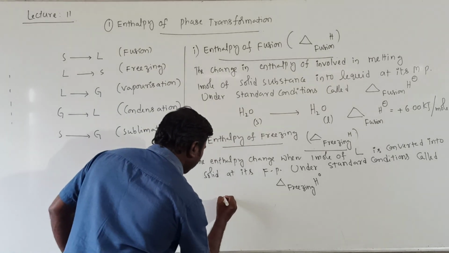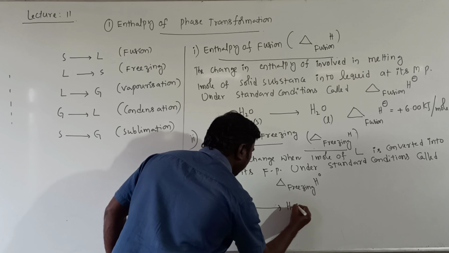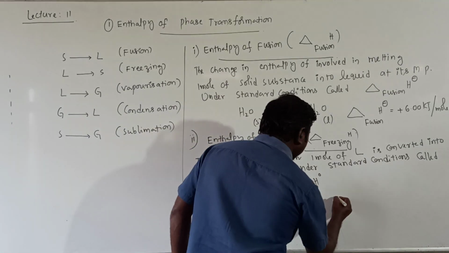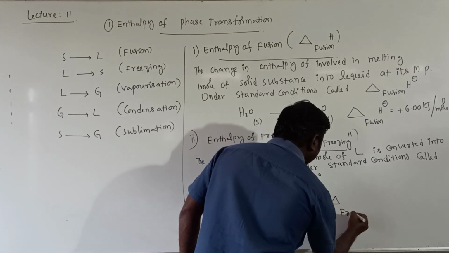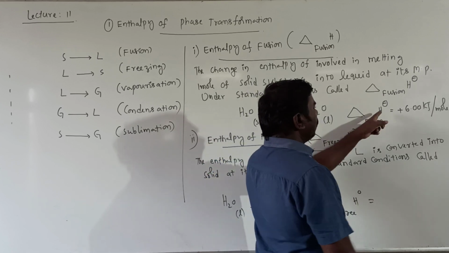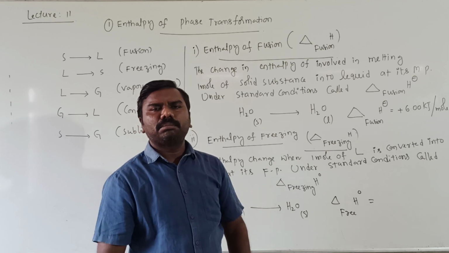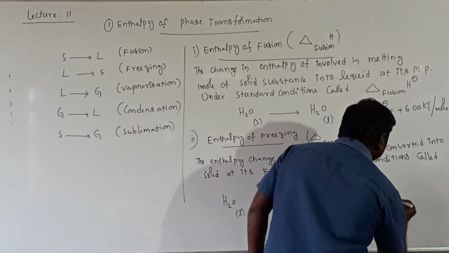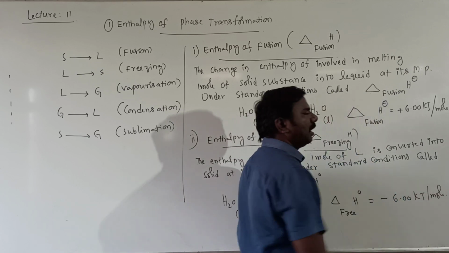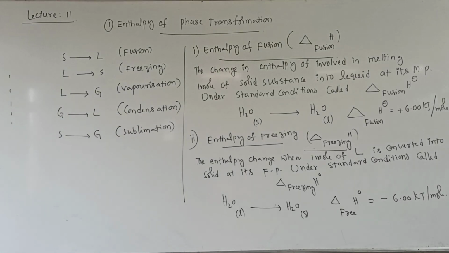For the reverse one, H2O liquid is converted into H2O solid. So delta H freezing naught is equal to minus 6.00 kilojoule per mole, because solid to liquid was plus, and liquid to solid becomes minus. Reverse phenomenon. This is enthalpy of freezing.